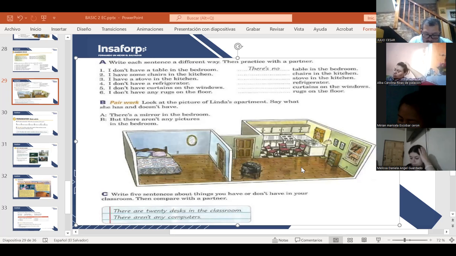Hay algunas fotografías en la sala. Eso es lo que significa there is and there are. Hay. Ok, solo que el there is es en singular, ¿verdad? Yes. There is for one. There are is for more than one. 2, 3, 4, 5 para arriba. There are 5 microwave ovens.